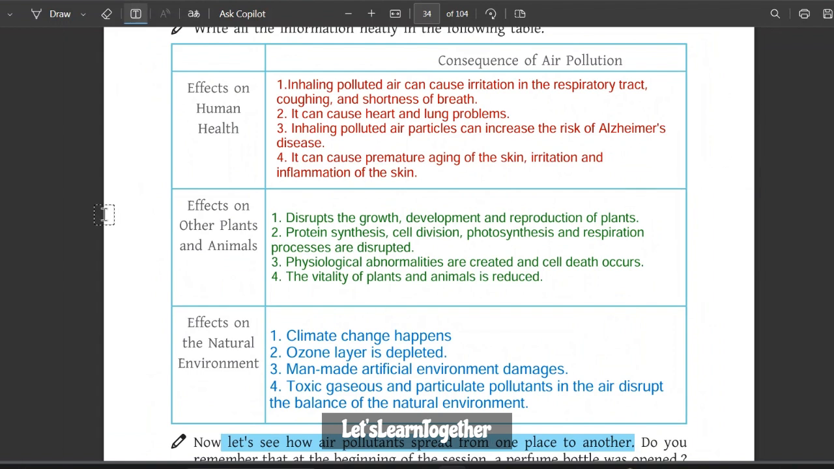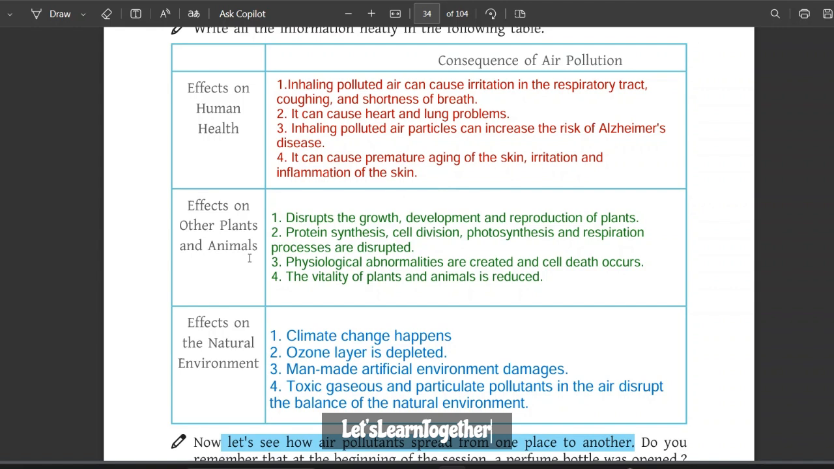Okay, so see, in case of these three contexts, that means human health, plants and animals, and natural environment, the impact of air pollution has been written. So, its effect on human health is that inhaling polluted air can cause irritation in the respiratory tract, coughing, and shortness of breath. It can cause heart and lung problems. Inhaling polluted air particles can increase the risk of Alzheimer's disease. Probably it is a type of respiratory disease. Then it can cause premature aging of the skin, irritation, and inflammation of the skin.